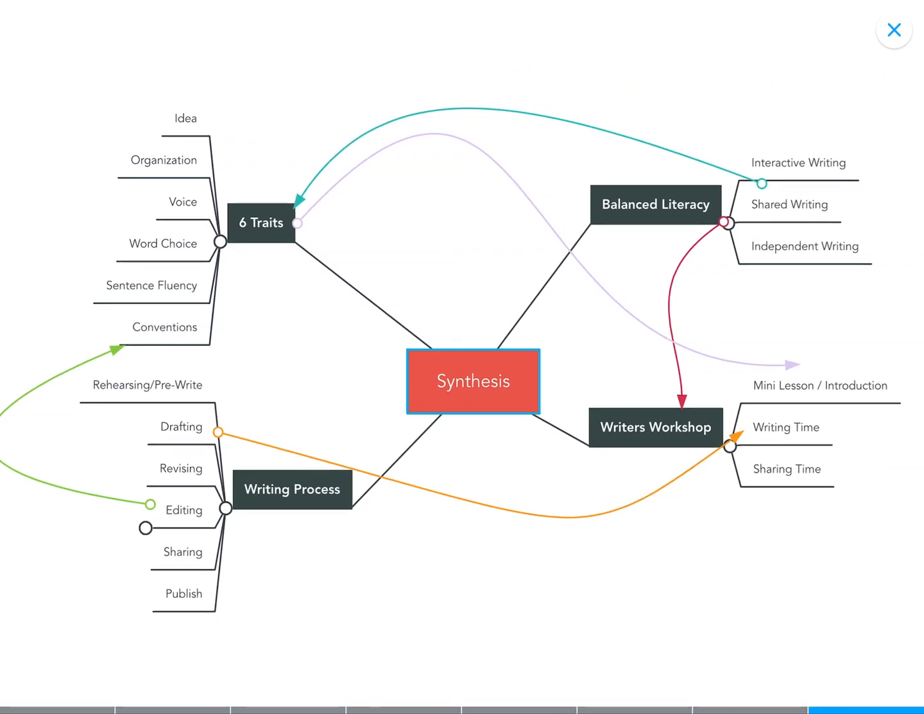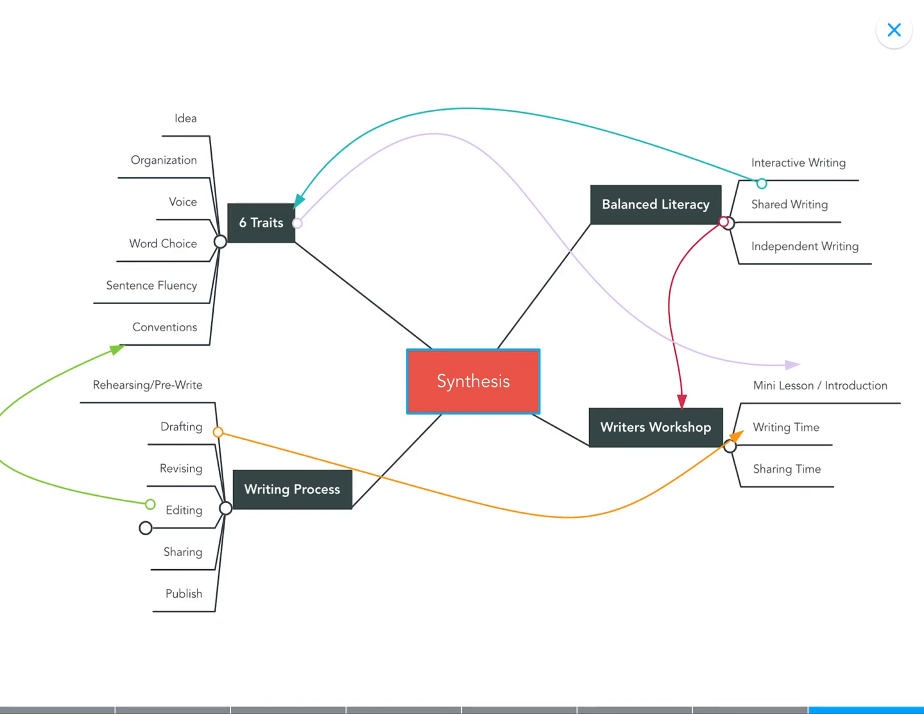And we can see the big picture here. The first line we can talk about is how we can use balanced literacy for the writer's workshop, and you'd use interactive and shared writing during mini lessons, and independent writing during writing time where they're writing by themselves. Balanced literacy, we use it when we're teaching the students the 6 traits and we are working together.